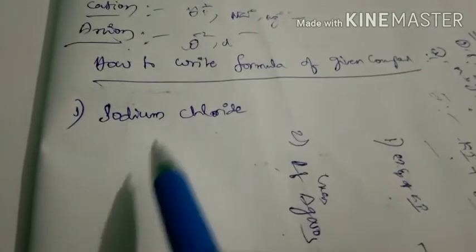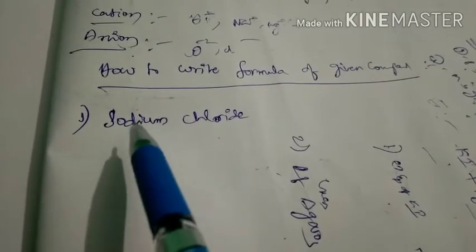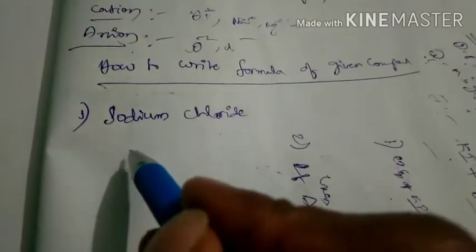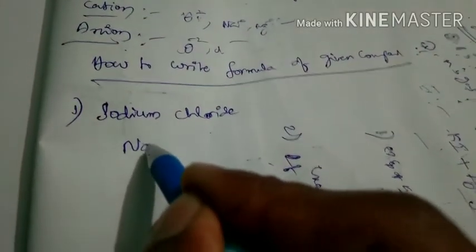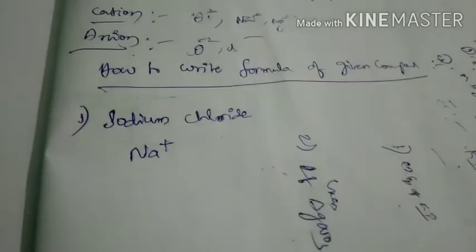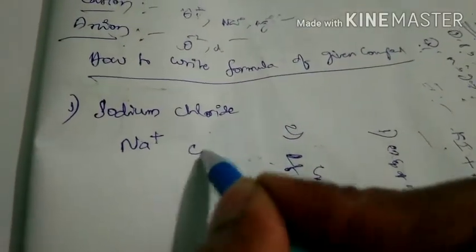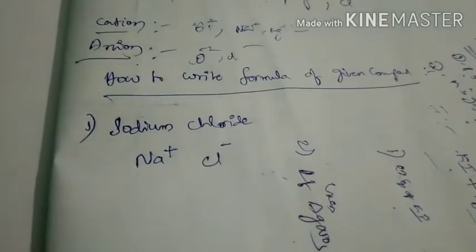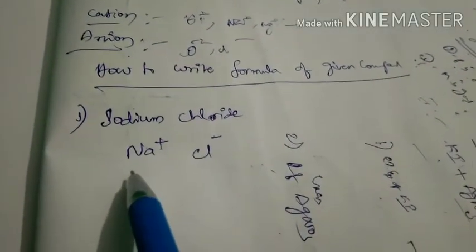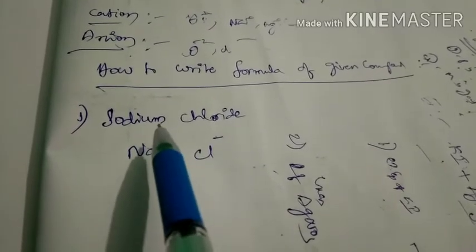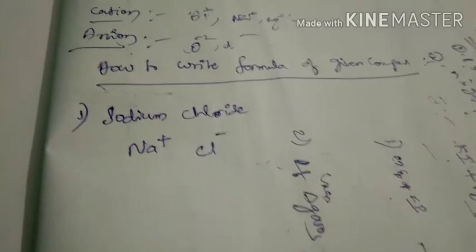For example, our target is to write the formula of sodium chloride. What is the symbol of sodium? Na plus. What is the symbol of chloride? Cl minus. That is the first step. That means below the name we write the symbols of their ions.